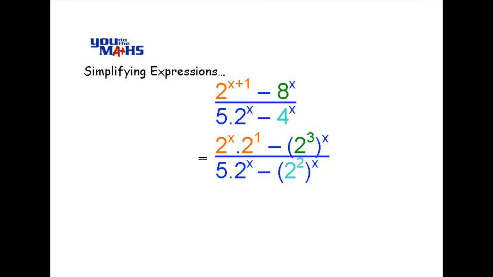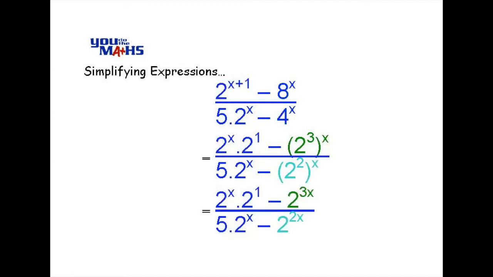What happens is we've rearranged the 8 to be 2 cubed, we've rearranged the 4 to be 2 squared, and we've taken the first expression there in orange, 2 to the power x plus 1, and split it up using the index laws that say when you're multiplying with a common base, you can add the indices. So we've re-expressed 2 to the power x plus 1 as 2 to the x and 2 to the 1.